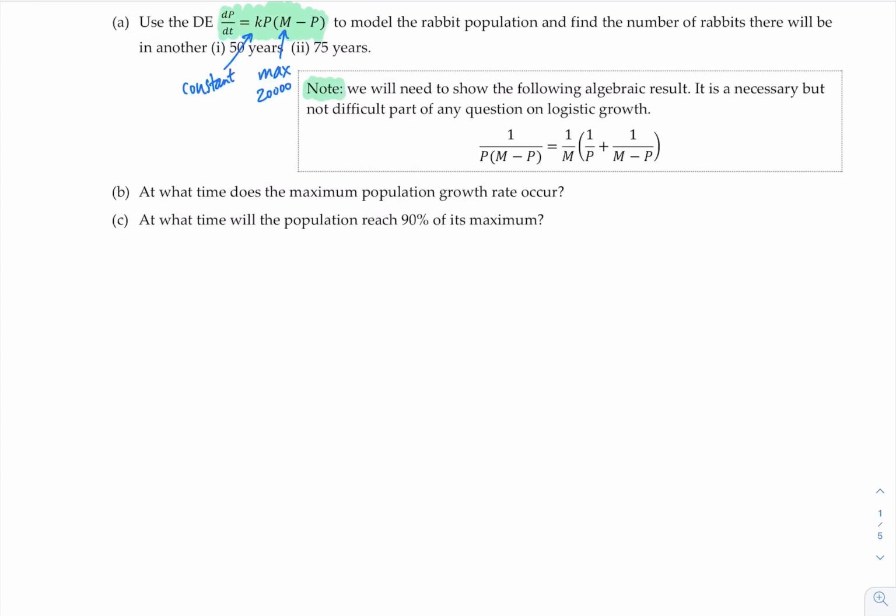In this note, we'll need to show the following algebraic result. Okay, so if you look at the differential equation, then we're going to need to take reciprocals, aren't we? So that we can integrate with respect to p. We'll see that very soon, but I think you can imagine that. When we do that, we're going to have something that we would have trouble integrating. So this note allows us to get through that.